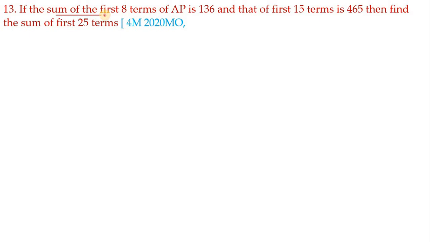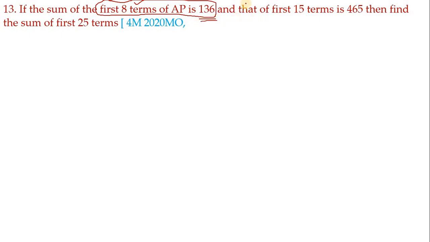If the sum of first 8 terms of an AP is 136 and that of first 15 terms is 465, then find the sum of first 25 terms. A 4-mark question asked in the 2020 model question paper. Understand the problem. They have given two things, children. So if the sum of first 8 terms is 136, there is an AP. So in that AP, the 8 term sum is how much?